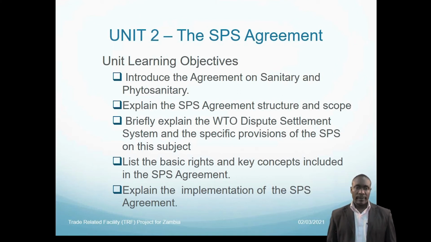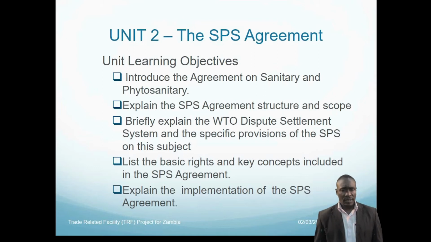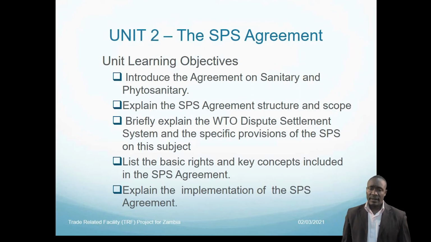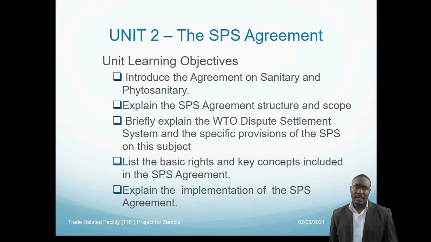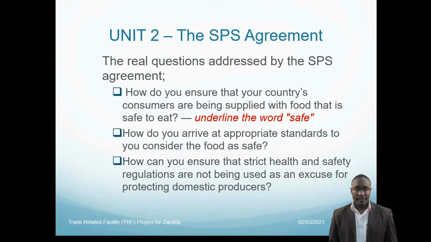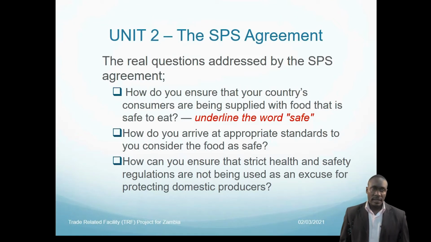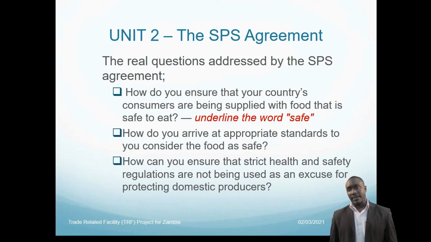Okay, so for the objectives in this unit for the SPS agreement, we will just introduce the agreement. We explain what the agreement structure and scope is, and then briefly touch on the WTO dispute settlement system and some specific provisions in the SPS. We'll list the basic rights and key concepts included in the agreement. Then we explain the implementation. Now, let's start the discussion on the SPS agreement.